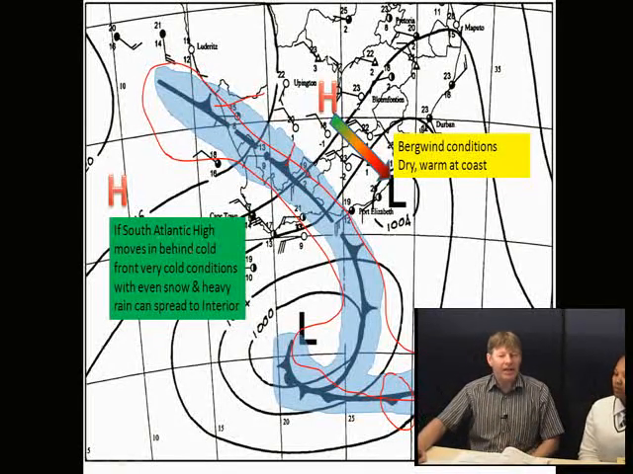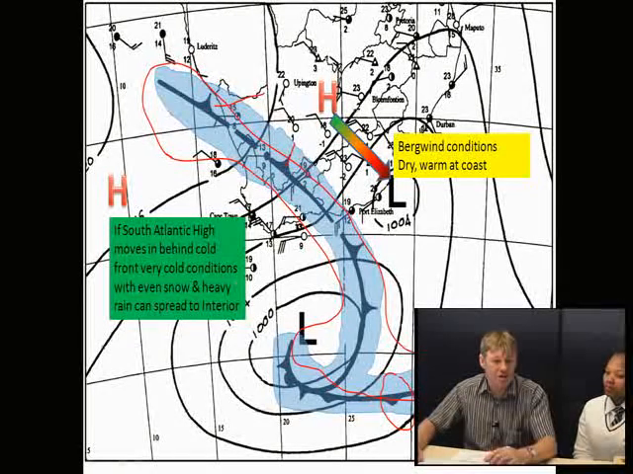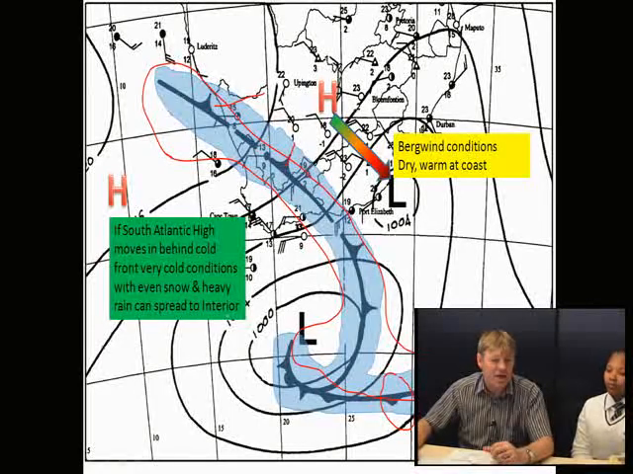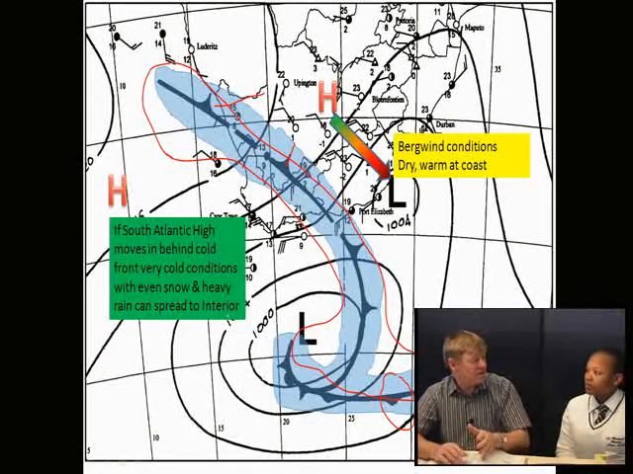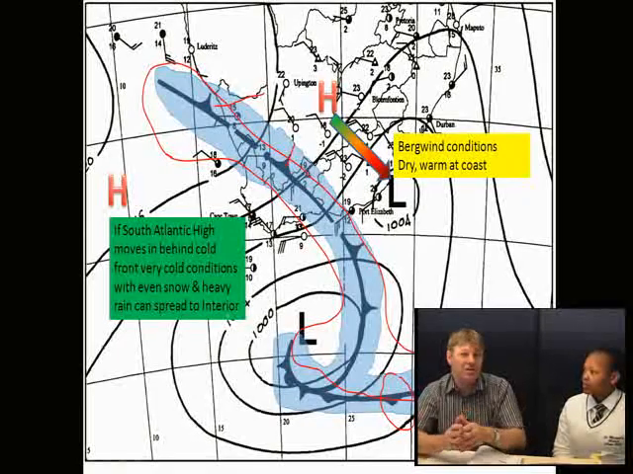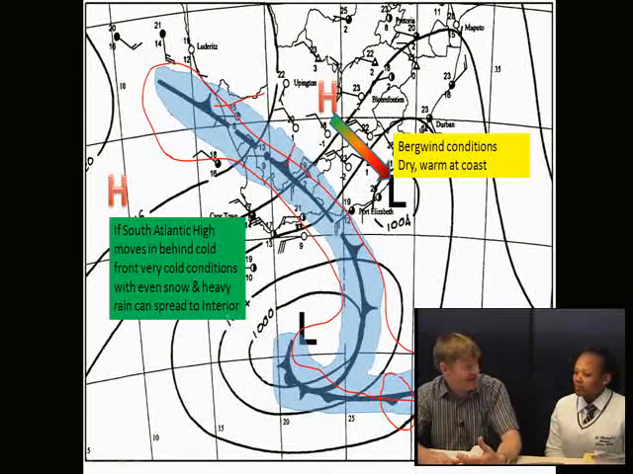Now, if the South Atlantic high moves in behind the cold front, very cold conditions with even snow and heavy rain can spread to the interior. And that is why we often get extreme cold conditions over the interior here in the Free State and Cooley. So you can explain that to your dad now.